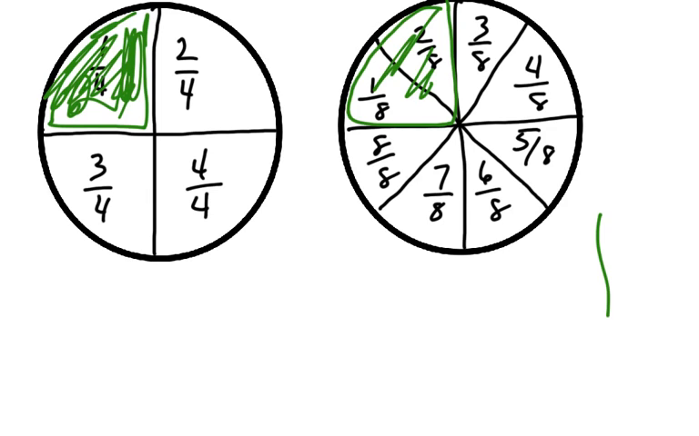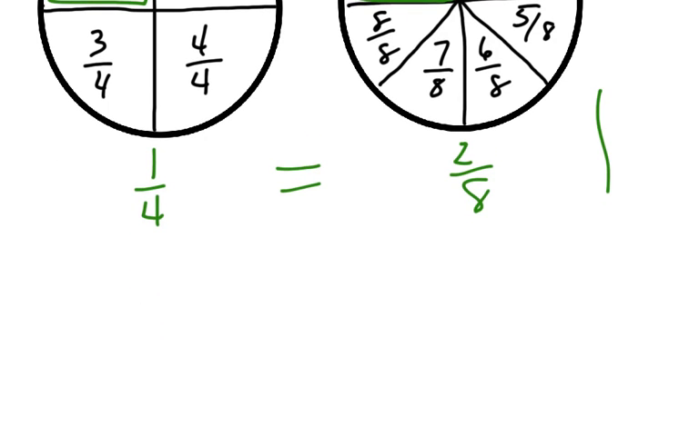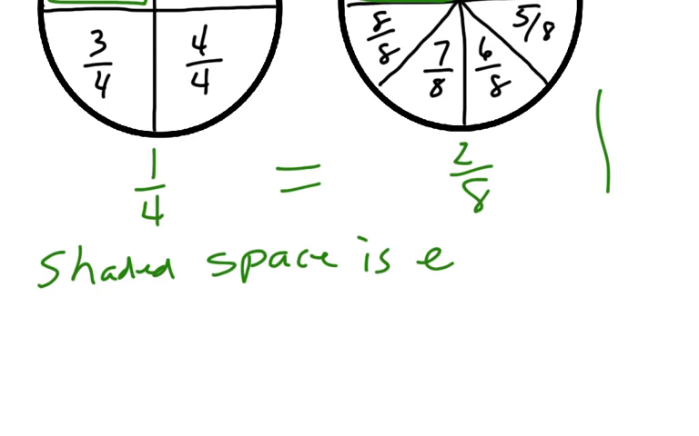Both of those spaces are equal, except in this fraction, 1/4 of the space is taken up. In this one, 2/8 of the space is taken up, which means that they are equal. So we say that the shaded space is equal.